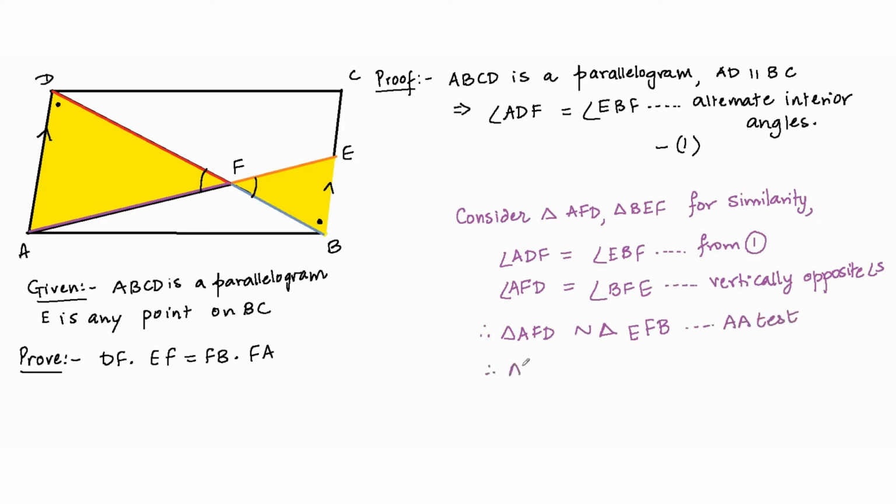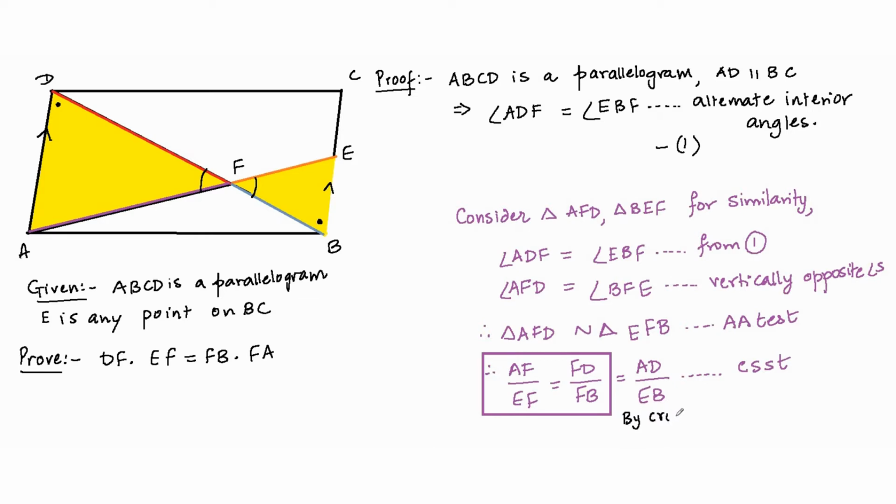And therefore, I can say that AF divided by EF is equal to FD divided by FB, which is equal to AD divided by EB, and this is because of the corresponding sides of similar triangles. Now, if you pick two equal parts, I need DF and EF. I notice that I have DF and EF right in these two ratios. So let me cross multiply. So by cross multiplying, I get.